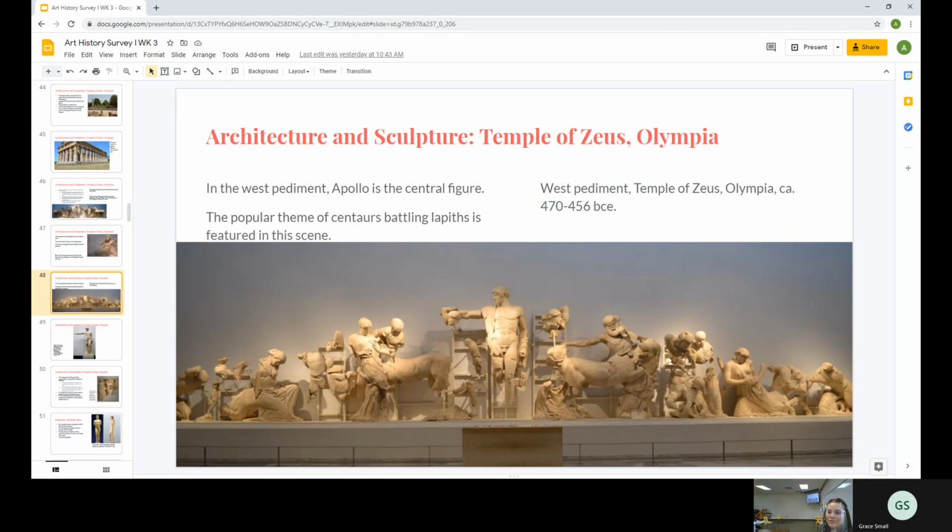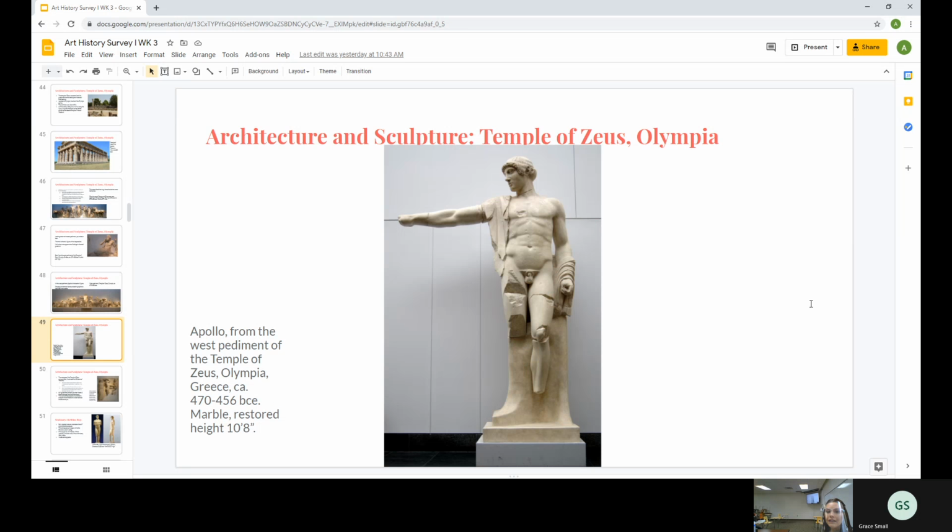Some more sculptures. This is from the Western pediment. This one shows Apollo as the central figure. He's battling the centaurs and the Lapiths, which is once again a common story with Greek art. This is what's left of it. And of course, our final sculpture from this one, a closer look at Apollo.